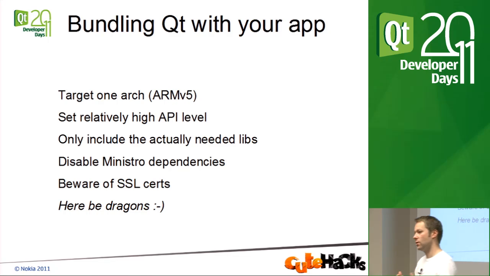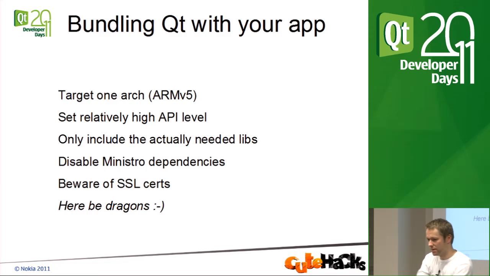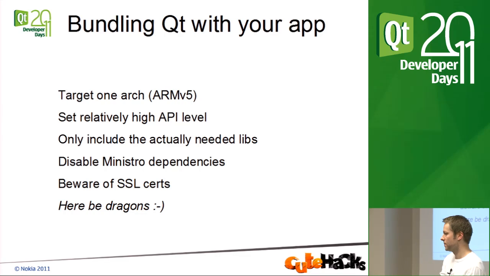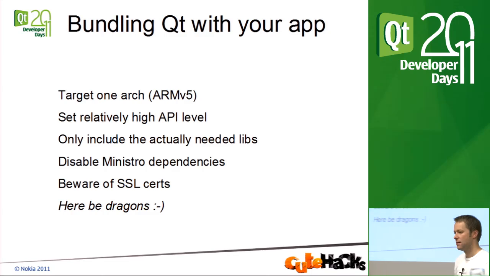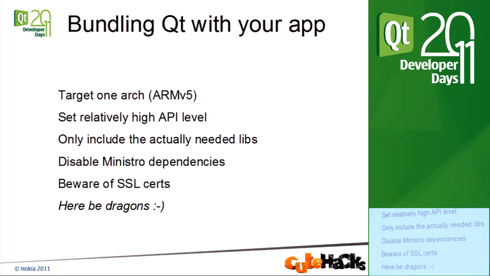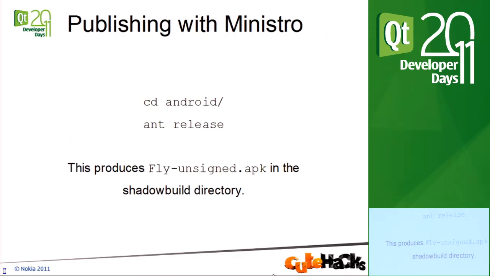Now, Qt Network needs these to read them. At the moment, Ministro is the thing that extracts them from Java and makes them available for Qt Network. If you are bundling your own Qt libraries and you're going to do SSL connections, you will have to do this yourself somehow. And then I say, here be dragons, because it's more work and I don't know everything. There probably aren't that many dragons, really.